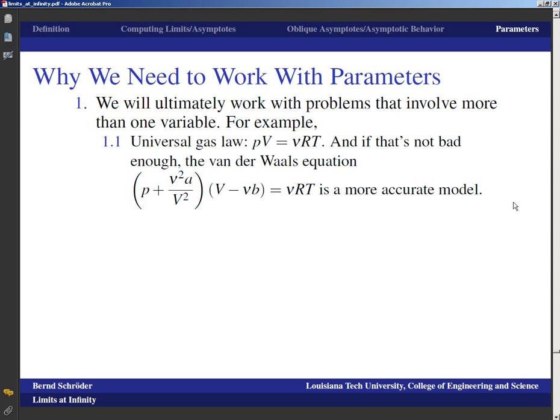And, well, we have no choice. This is a more accurate model, so sometimes we simply have to work with that. So we don't do ourselves a favor in working only with y equals f of x. We also need to work with stuff that involves parameters on the right side.